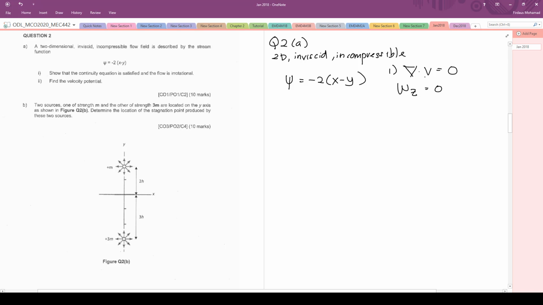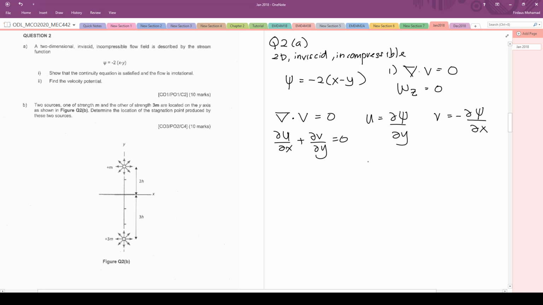First, to show that the flow satisfies the continuity equation, the del operator multiplied with the velocity vector equals del u over del x plus del v over del y, which equals 0. So we need to find du over dx and dv over dy when the stream function is given. Remember that for the rectangular coordinate system, u equals d psi over dy, and v equals negative d psi over dx.